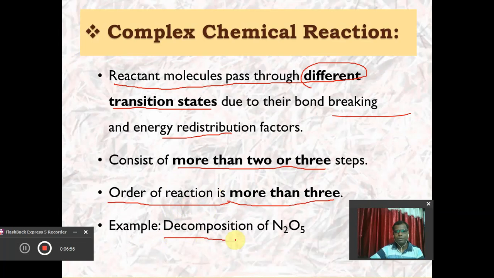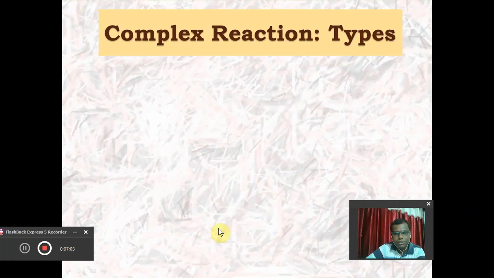One example of a complex reaction is the decomposition of nitrogen pentoxide. So, in short, complex reactions are reactions having order greater than 3, consisting of more than 2 or 3 steps, and involving various transition states due to bond breaking and energy distribution factors. This will be sufficient for you to know about the complex reaction.